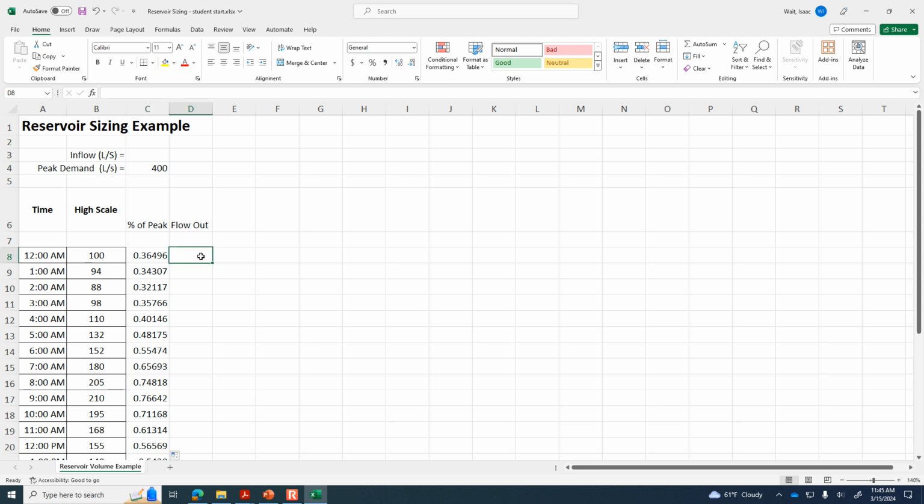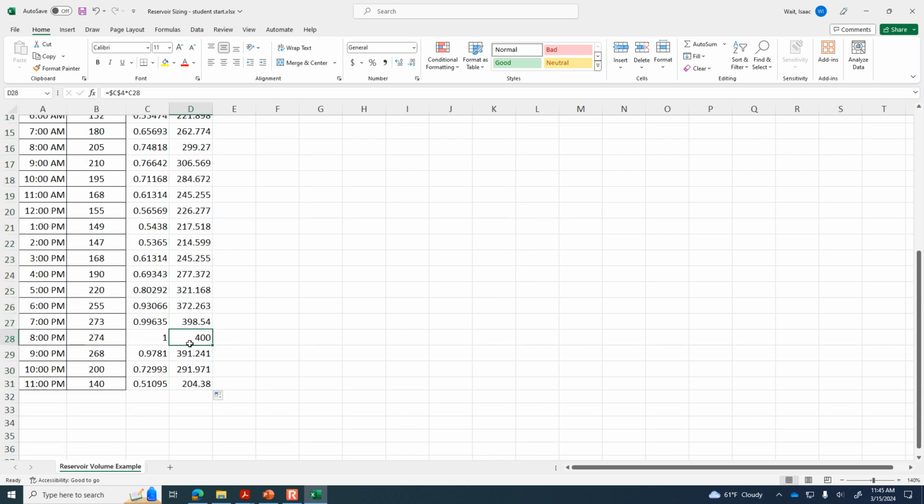All right. So now the flow rate out will be 400 liters per second, that's the demand, multiplied by the percent of peak. So what this is saying is at midnight, the city is demanding, essentially, 146 liters per second. By the way, let me put the units here, just so I don't lose track of that. The flow out, liters per second. Okay, now double click to apply it to all of them, and make sure at 8 p.m., is it saying that the peak demand is 400 liters per second? Yes.